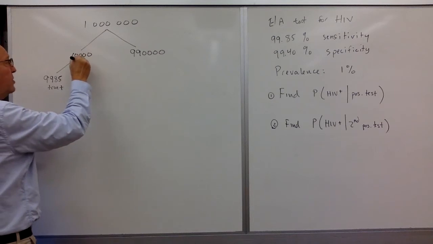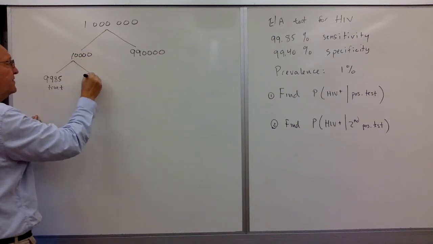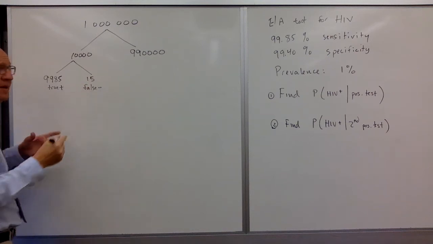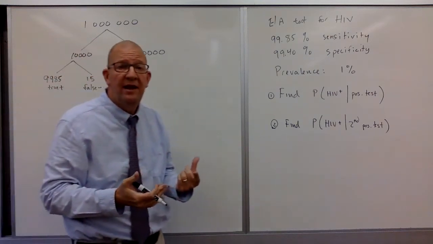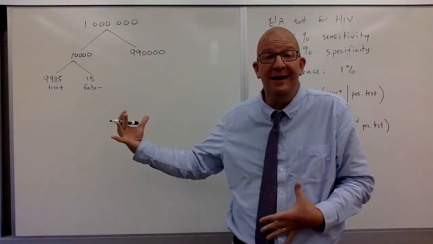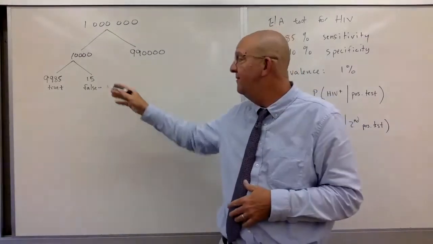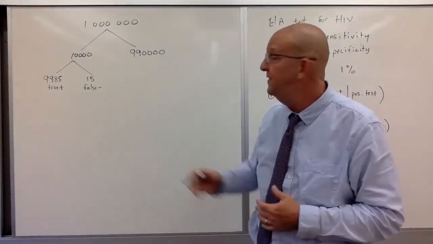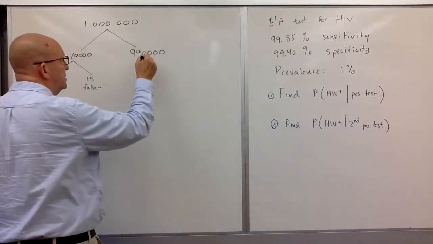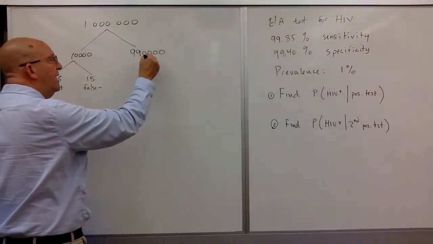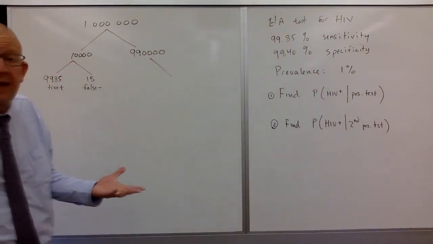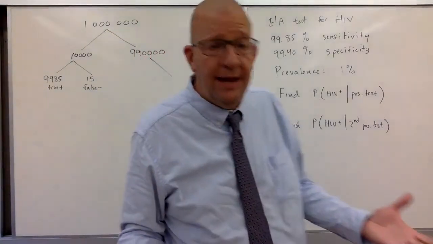Now, unfortunately, 15 will test negative. This is the false negative. Now think about the implications there for a minute. These are people who go in for the test, have it, but the test comes back negative. Now it's very few people, but still it's 15 out of 10,000. Now, let's go here. Of this 990,000 people that don't have the disease, 99.4% will test negative, as they should.